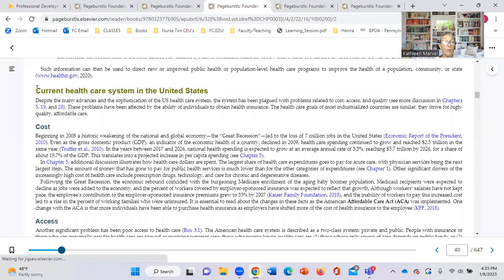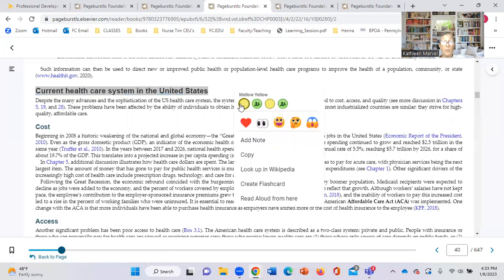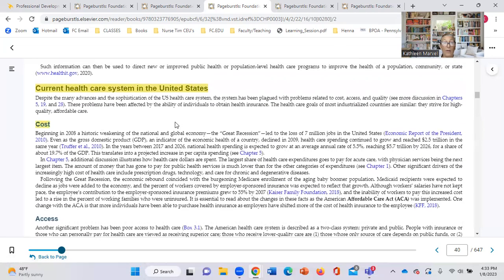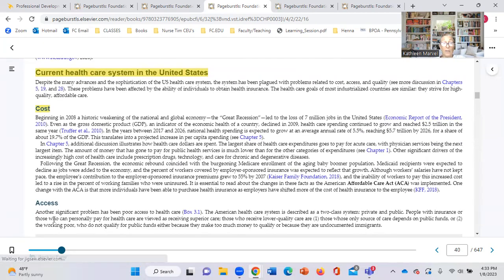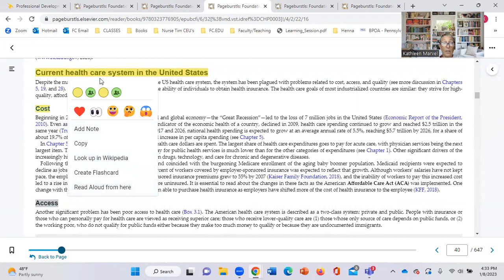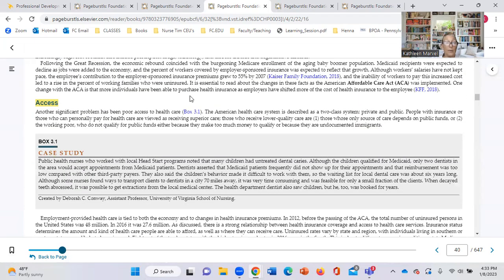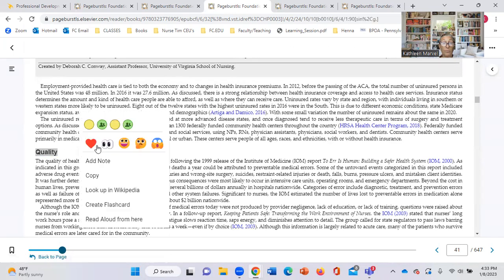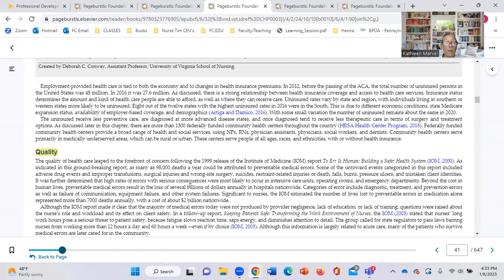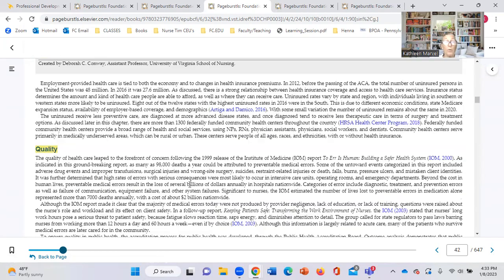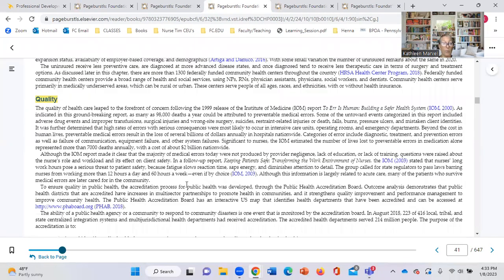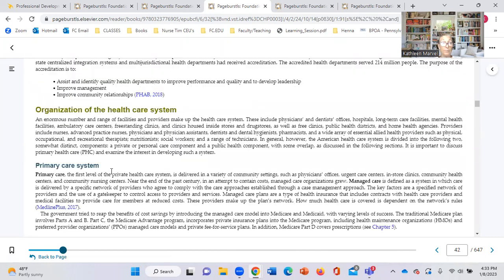So here's a couple of sections to be familiar with. What's the current healthcare system in the United States? Well, we know the cost is an issue. I just need you to know what the issues are. Cost is an issue. Access is certainly an issue. We'll be talking about that throughout the term. Quality of healthcare is an issue, right? So I want you to know those three. Cost, access, and quality are the three main issues with the current healthcare system that we have.